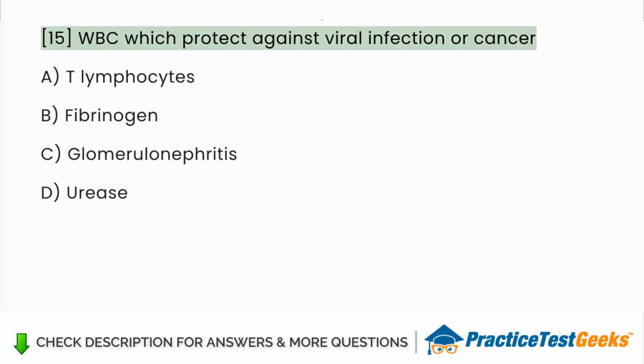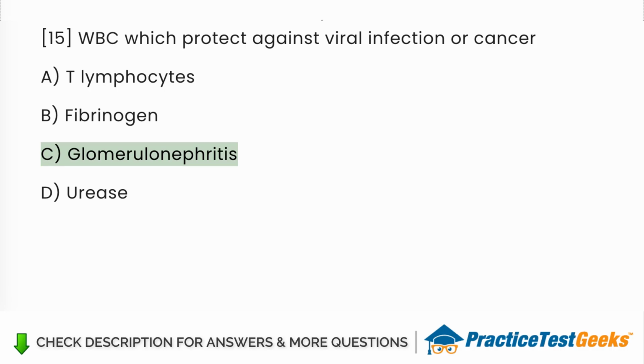WBC which protect against viral infection or cancer. A. T lymphocytes. B. Fibrinogen. C. Glomerulonephritis. D. Urease.